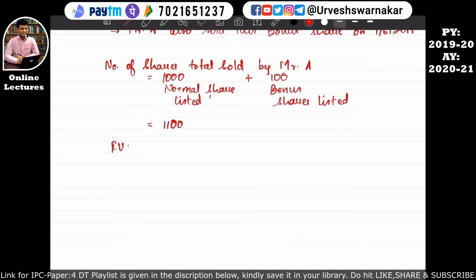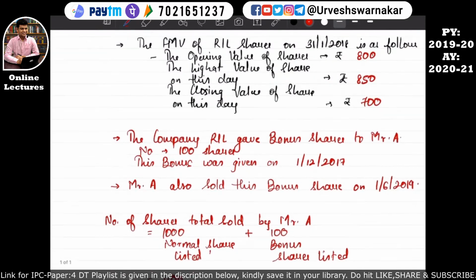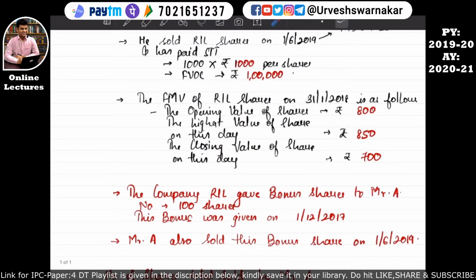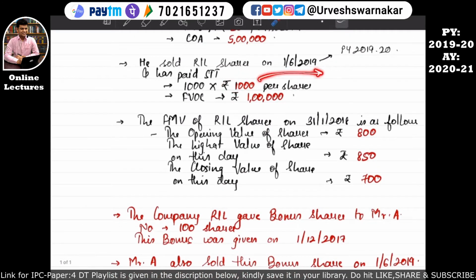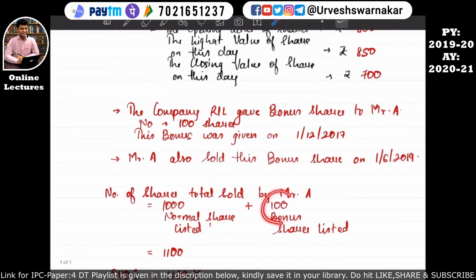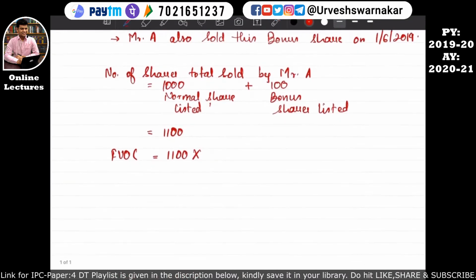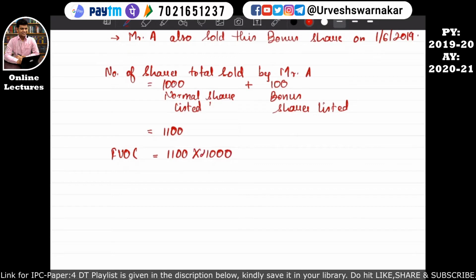So full value of consideration will be equal to 1100 into the value at which the shares are sold. The shares are sold for rupees 1000 per share. This is the market value, as the shares are actually sold on the stock exchange. So whatever the value, that will be the value for the bonus shares also. So 1100 into 1000 rupees is equal to 11 lakhs. Full value of consideration is equal to 11 lakhs.